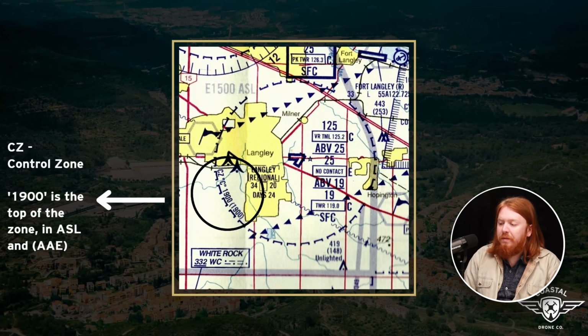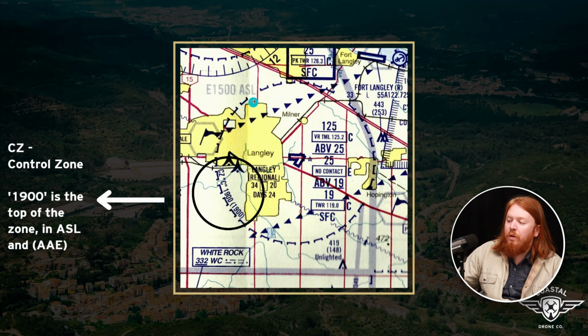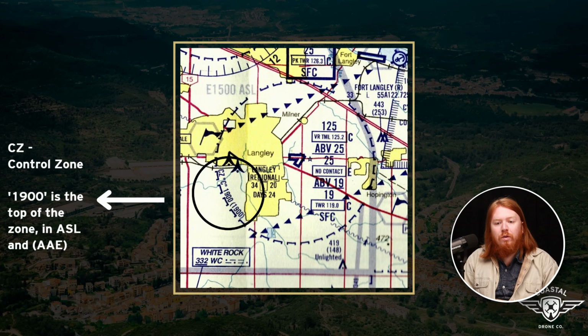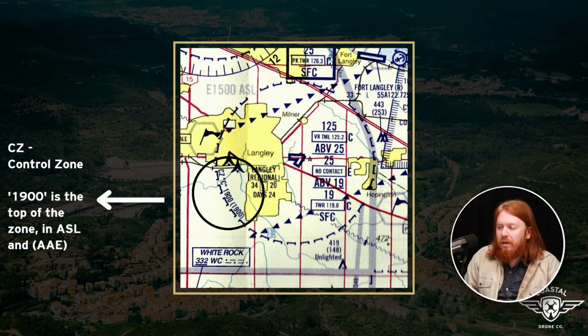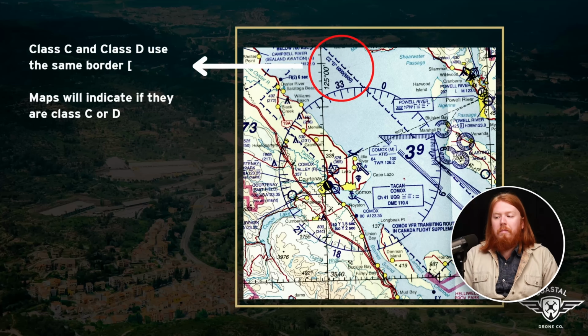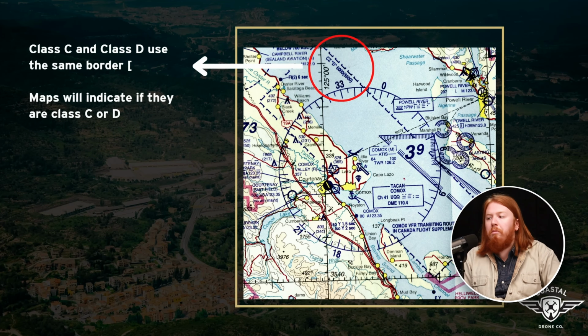Now, onto the airspace. For Class C airspace, you'll see these little brackets like this, and it will say Control Zone C, and then the 1900. 1900 is the top of the zone in feet above sea level, and then in the brackets, it's in feet above aerodrome elevation. Now, this is for Langley. The Langley Airport is basically at sea level, so above aerodrome elevation and above sea level are equivalent for this airport. Class C and D actually use the same border, so it's the same square bracket borders.